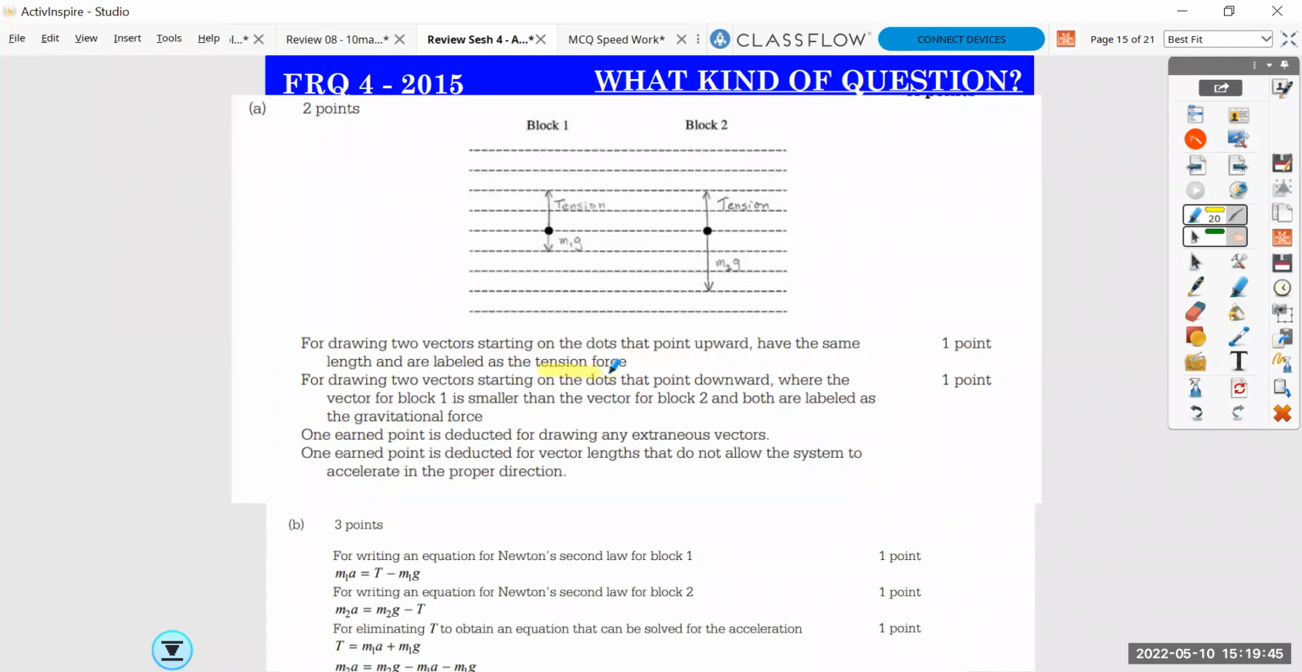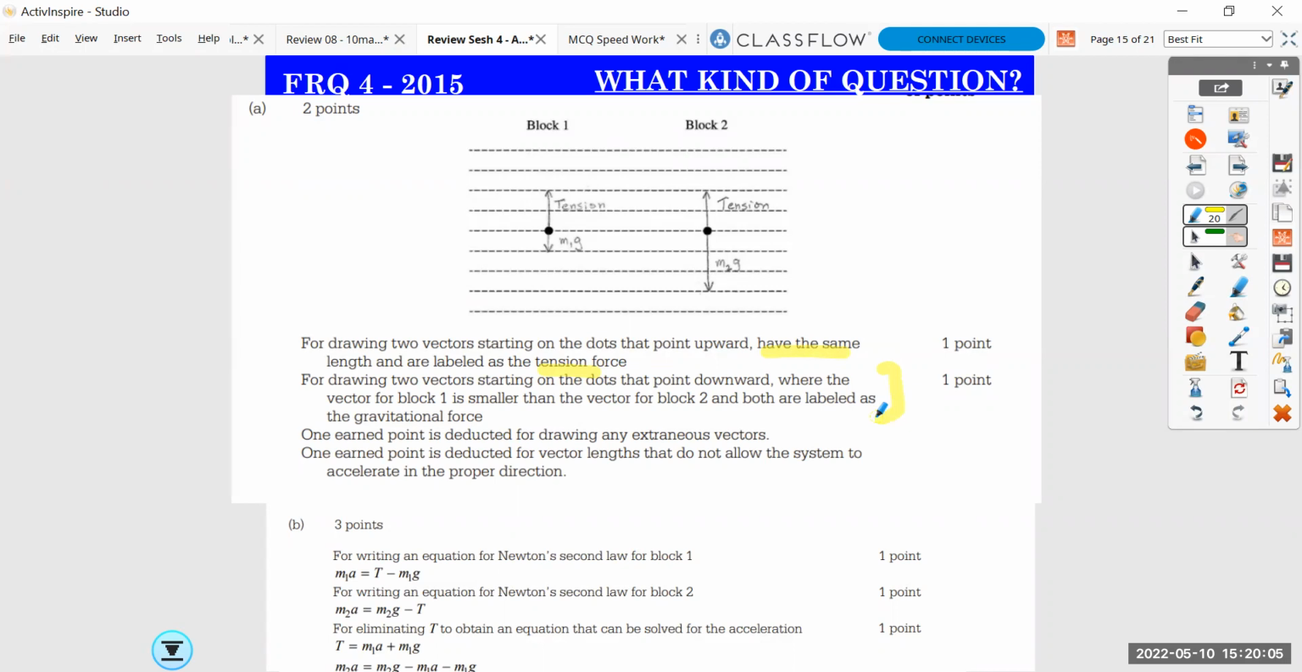You can label it T, you can label it FT, you can label it tension. You could say, this is the tension force vector. That's fine. You got 2 of them. They have to have the same length though, in order for you to get that point. You need 2 gravitational forces, where the vector for block 1 is smaller than the vector for block 2.